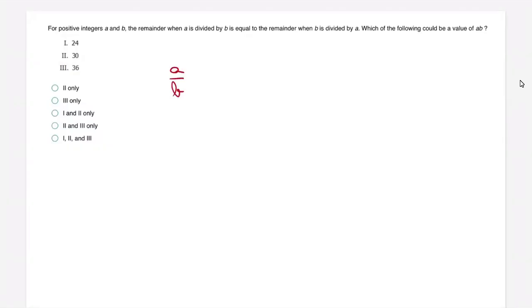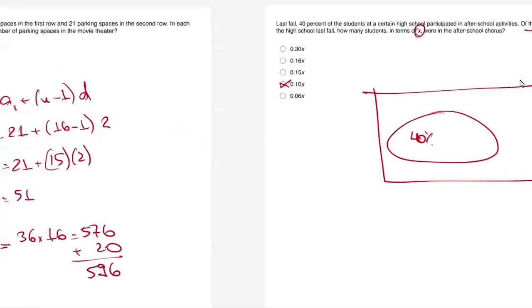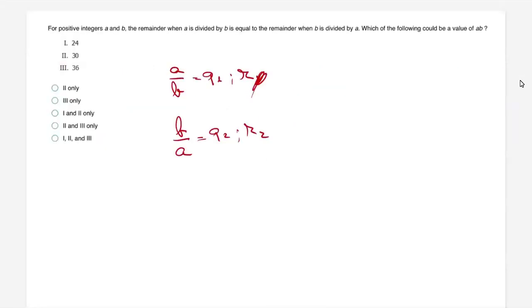A divided by b has a quotient and a remainder. B divided by A has a quotient and a remainder. He's telling that the remainders are equal. The remainders are equal.